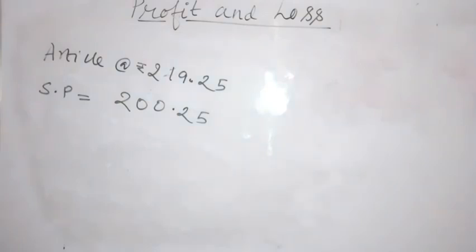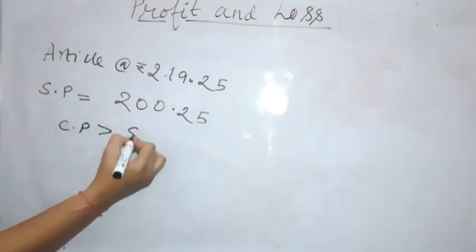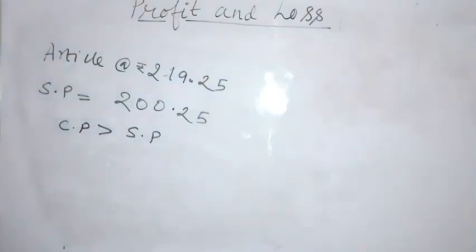Why is there a loss? Because the cost price is greater than the selling price. The cost price is greater than the selling price. So in that condition, the shopkeeper has borne a loss. And what are the formulas to find out the loss?